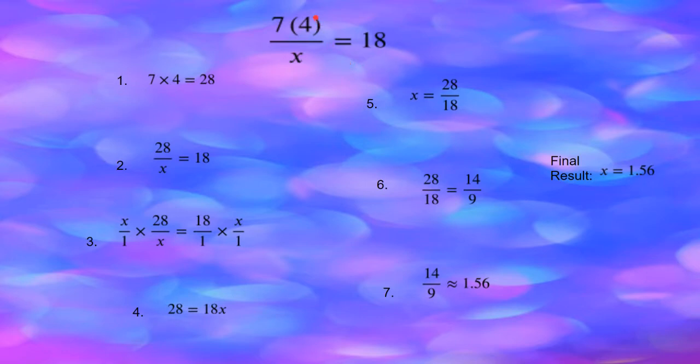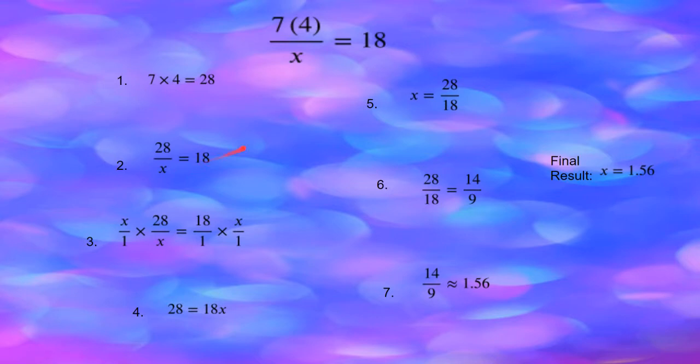So the first thing you want to notice right off the bat is anything in parentheses you want to distribute. So you're going to distribute the 4 to the 7. So 7 times 4, which equals 28. So we can replace this with 28. So that means you get 28 over x equals 18.